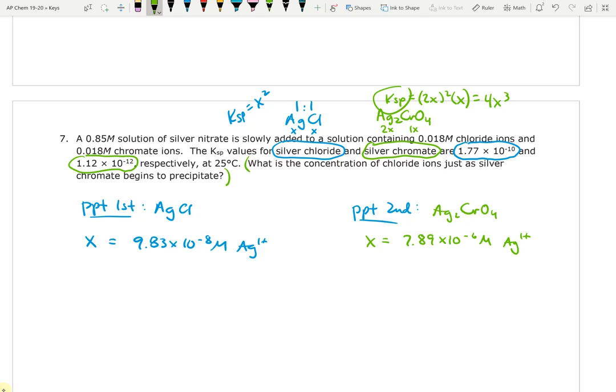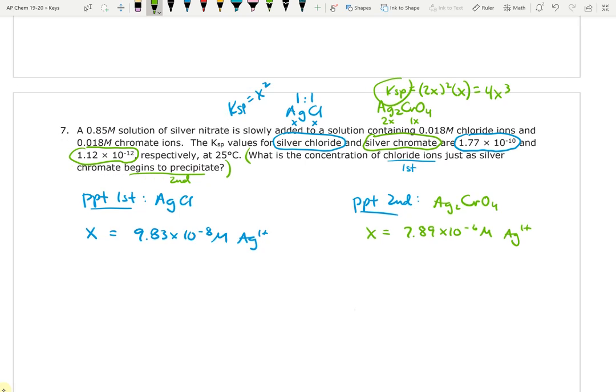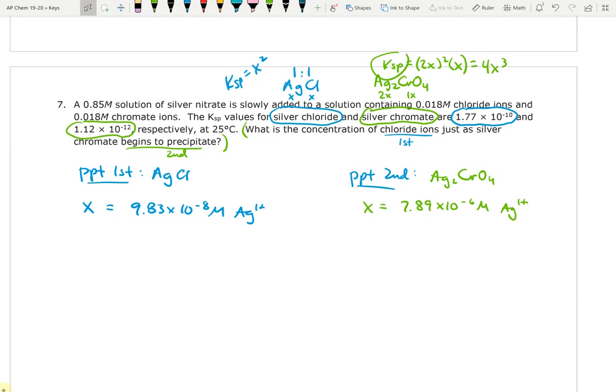And so here they sort of suggested, and we've proven it, that the chloride will in fact precipitate first, and the silver chromate will begin to precipitate later, or second. And we've confirmed that by our math. So what are the questions asking? What amount of silver will it take to get the second one to precipitate? And then, when that's the case, how much chloride will still be left?